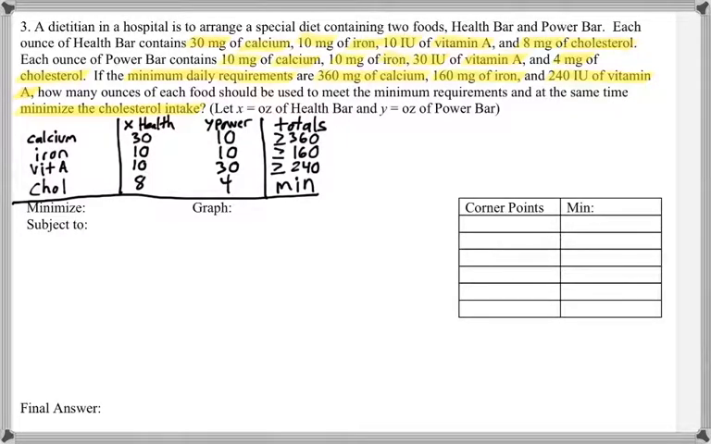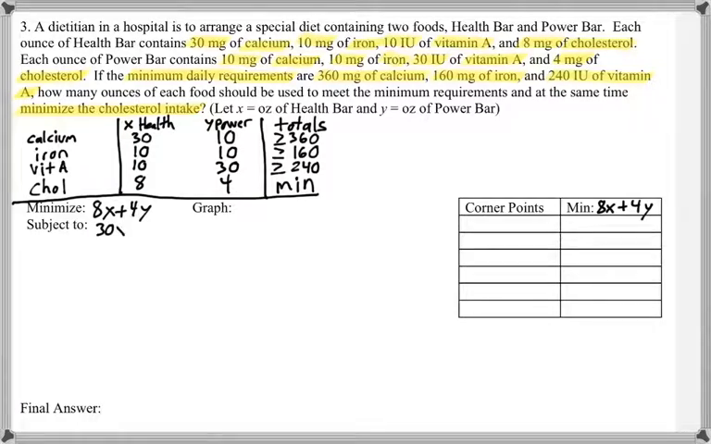Next, I want to translate these into equations. So these are going to be my coefficients of my x's, these are my coefficients of my y's, and then these are going to be on the other side. And because this is min, this is going to be my objective function. So I'm trying to minimize 8x plus 4y. So that is my objective function.